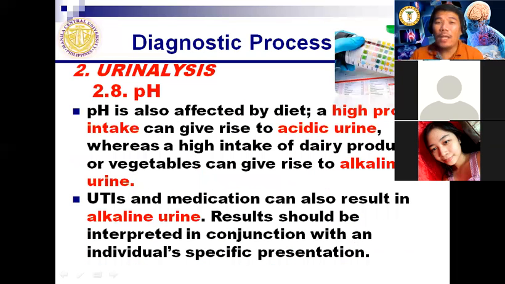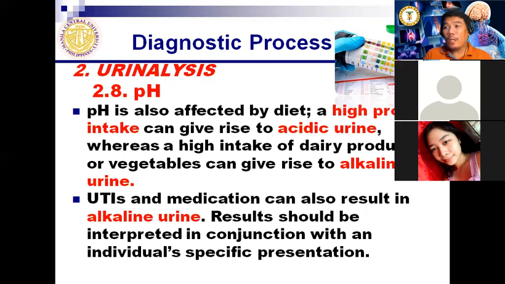And usually, class, always remember that too much protein, too much high protein intake, will make your urine acidic. Too much or high intake of dairy products and vegetables will make alkalinic urine. So that's why you need also to take into consideration, nurses, the client's diet. You will ask the client, what is your dietary pattern? Are you more on the high protein intake? It may have a relationship with the result of acidic urine.